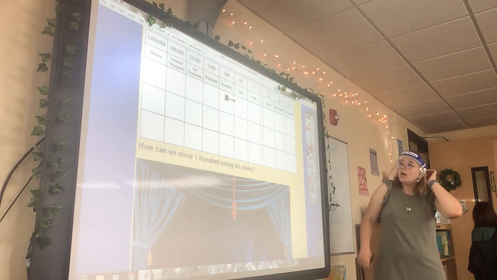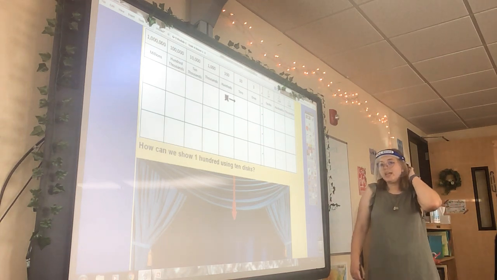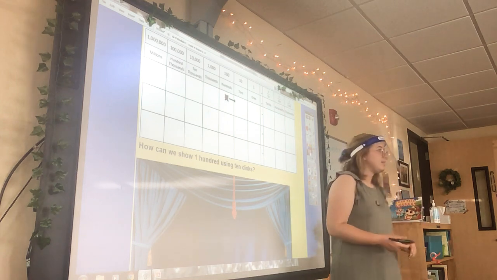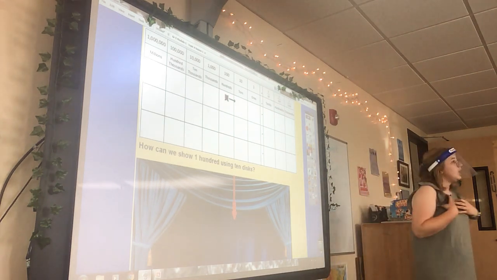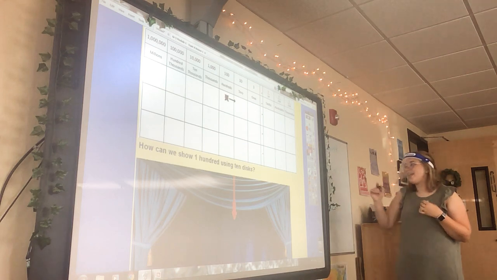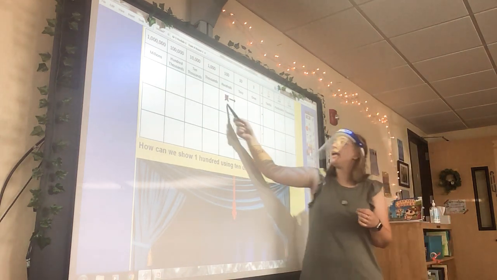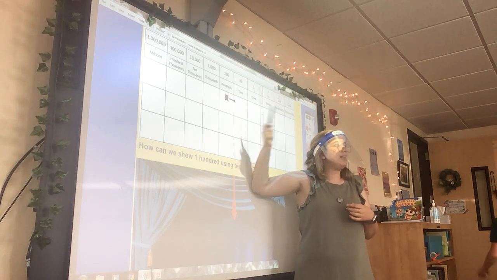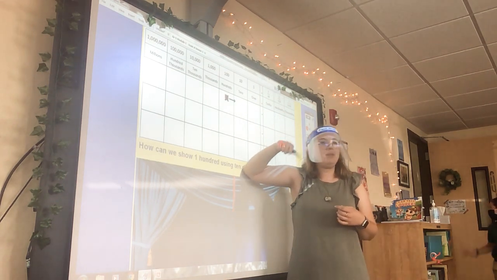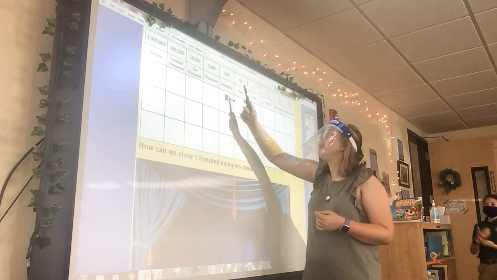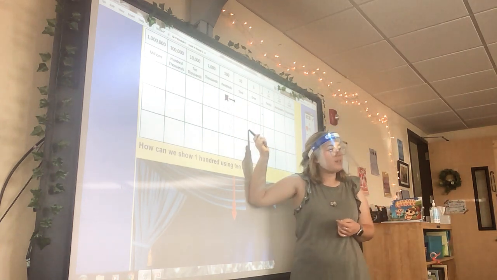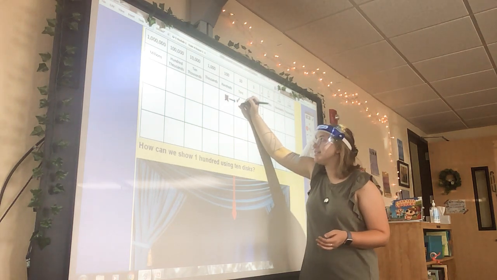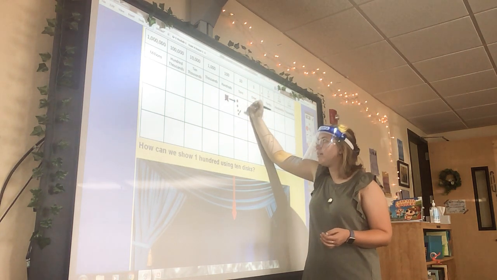So, all right. So this right here says how can we show 100 using 10 discs? Okay, so I'm going to do this part. We're going to show 100 using 10 discs. So right now in my place value chart, I have 100, and then they put a little X through it because it's going to move from the hundreds place to the tens place. So 100 is actually 10 tens, like we found in our little warm-up, right?